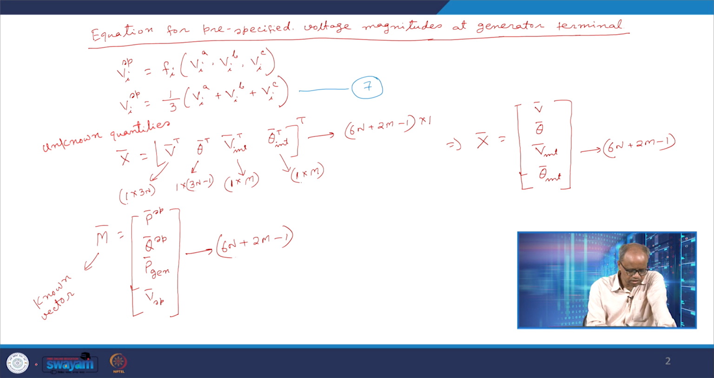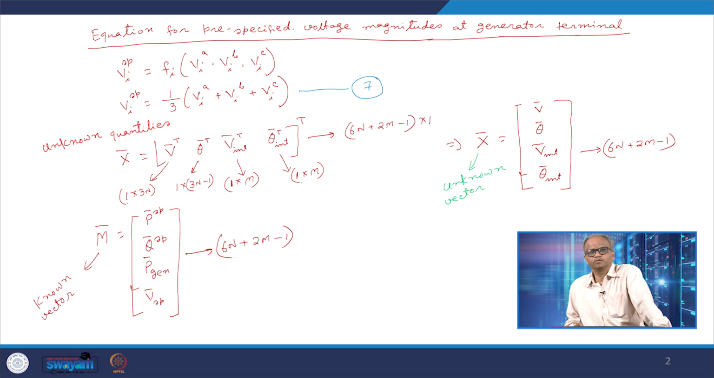So, we can say that this is nothing but the unknown vector. Unknown vector x has got a dimension 6n plus 2m minus 1, where n is the number of buses and m is the number of generators. And V, theta, V internal, theta internal we have already discussed.